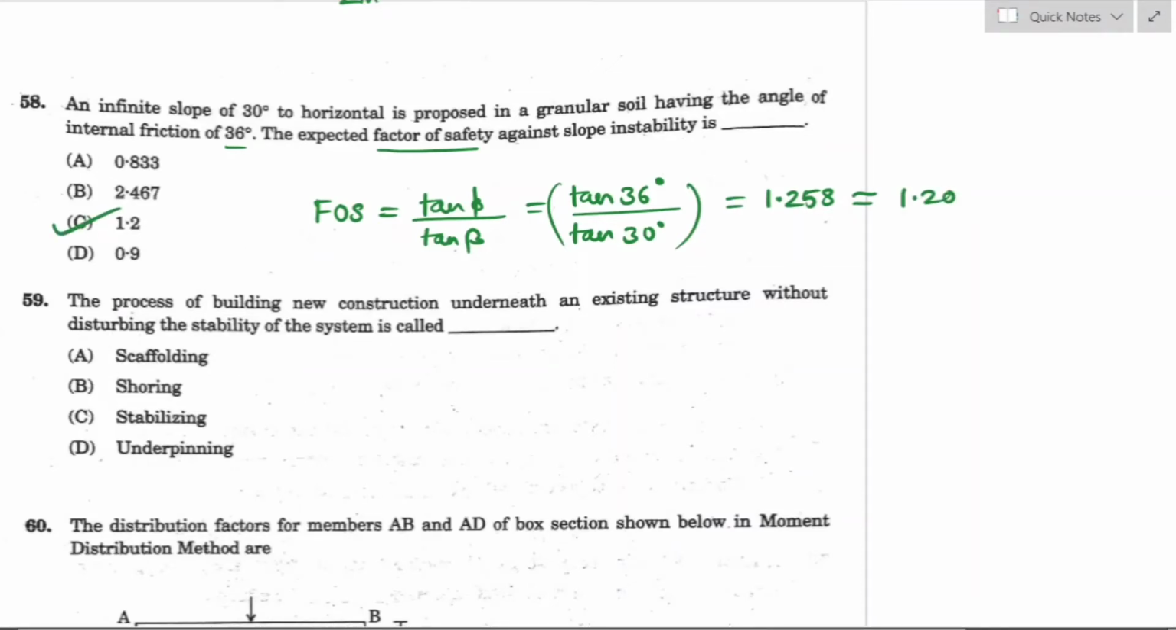Question number 59. The process of building new construction underneath the existing structure without disturbing the stability of the system is called underpinning. Option D is the right answer. This helps to strengthen the foundation of existing building or any other infrastructure.